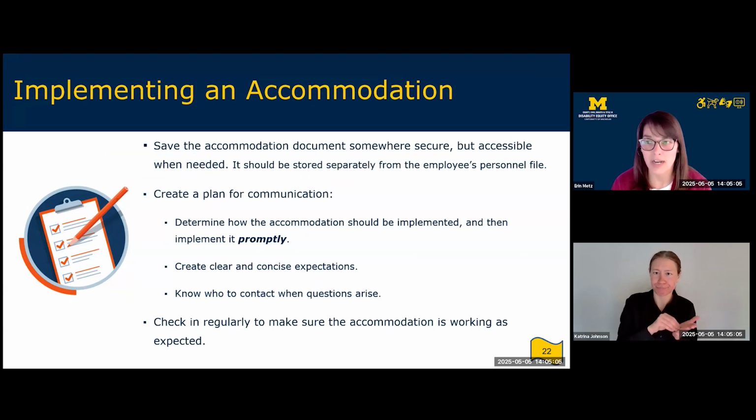We also recommend creating a communication plan that includes clear and concise expectations for both the employee and the unit. And also check in regularly. Make sure the accommodation is effective and working as expected. So now the four-step interactive process is complete. But now the unit and the employee need to begin to set up their own next steps.